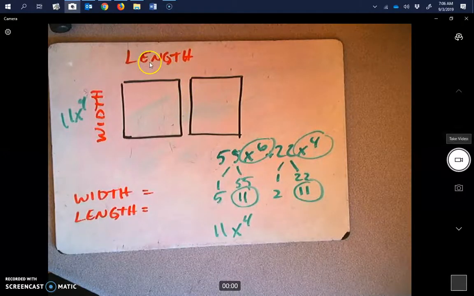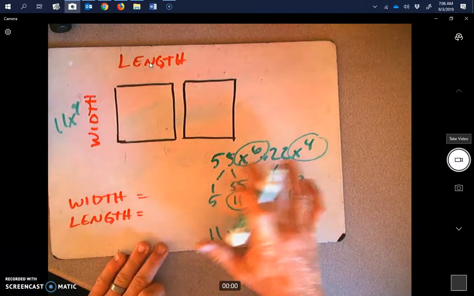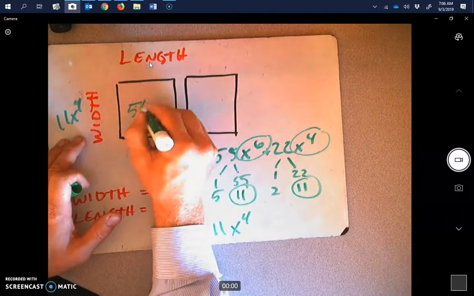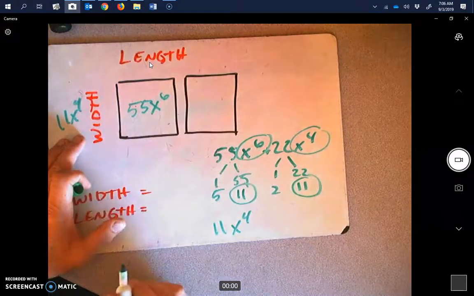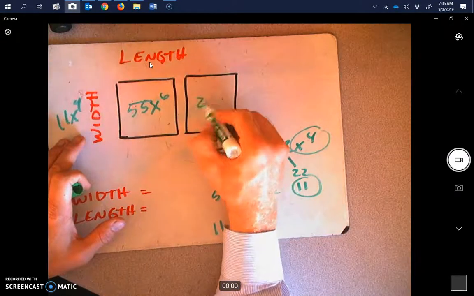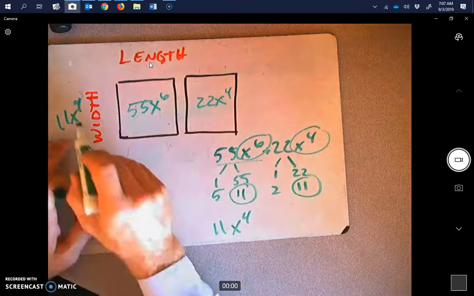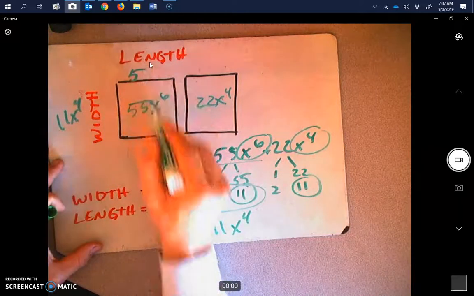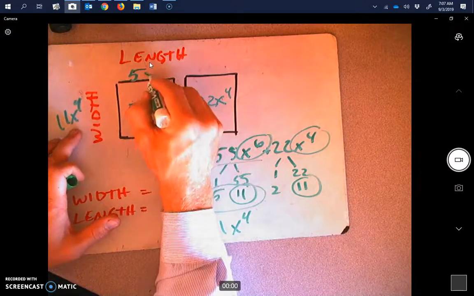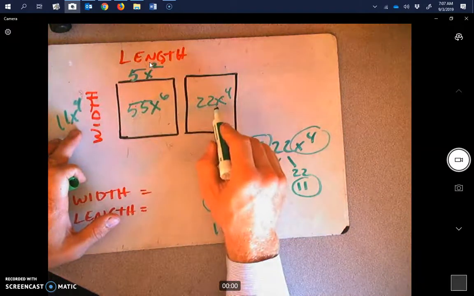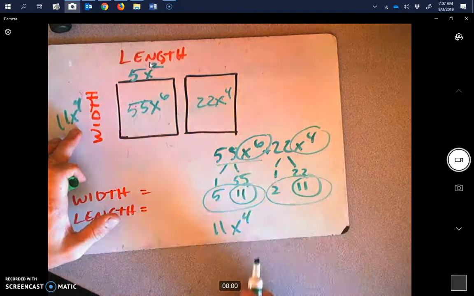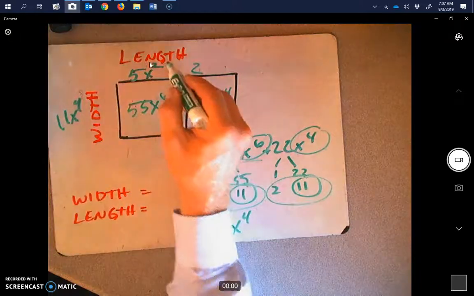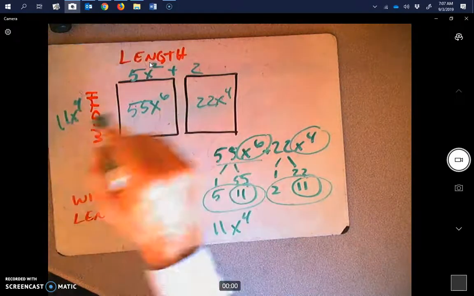Now we can go to the length and figure out what we need left to make each of these two terms. So this term will be 11x to the 4. That's 55x to the 6, right? You can see that right there. And this is 22x to the 4. So what times 11 equals 55? Well, we know that's 5. And how many more x's do we have? We have x squared. Over here, it's 11 times what? 2 equals 22. And it's x to the 4, so we just leave it there. So it's 5x squared plus 2 times 11x to the 4.